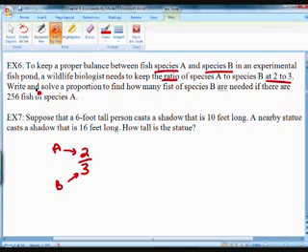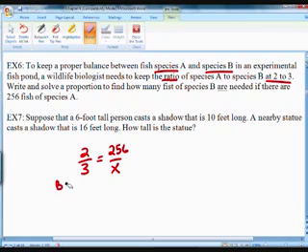But it says, write and solve a proportion to find out how many fish of species B. So we don't know how many of B, but we do know that there's 256 of A. Is our answer going to be bigger or smaller than 256? Bigger, because we want it 2 to 3. There's always going to be more fish B. So just solve that proportion now.